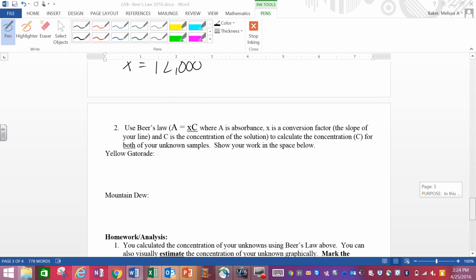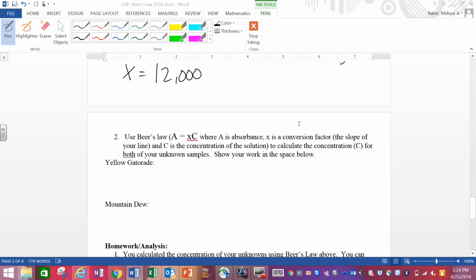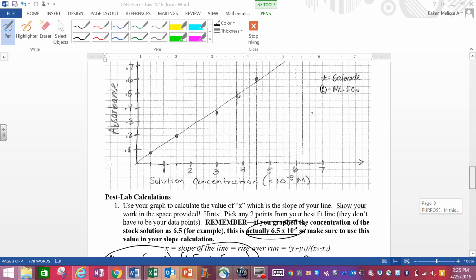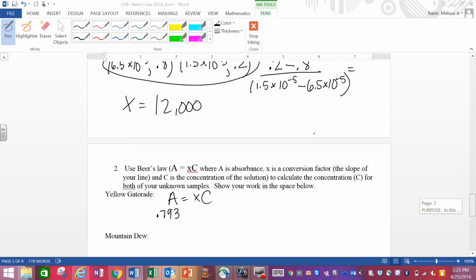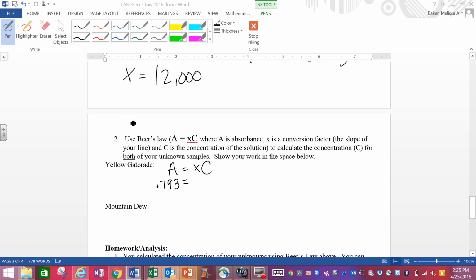Now I'm going to go down here. The absorbance of yellow Gatorade that I got, let me write out this formula real quick, was 0.793. That's from my data, so you have to go back and look at your data table. What was your absorbance for yellow Gatorade? Mine was 0.793. Now I'm going to put in the slope that I calculated, 12,000. This formula, Beer's Law, tells us that the absorbance is equal to the slope of the best fit line from the standard curve multiplied by the actual concentration.